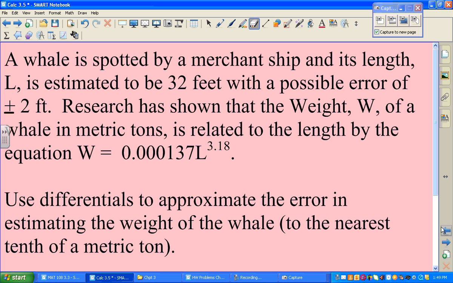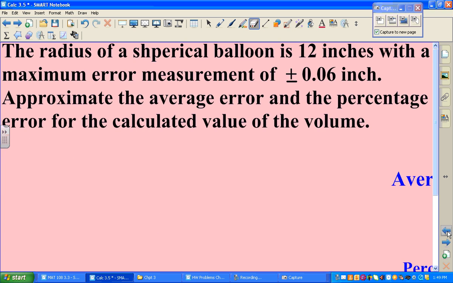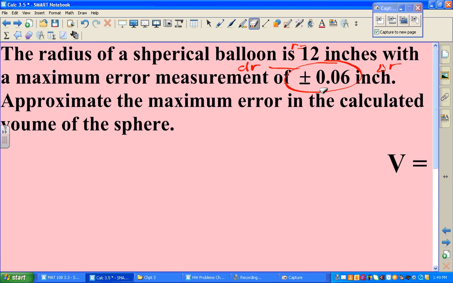I thought we did that one yesterday. We did that one already. Didn't we do that one? No, we fixed it. We put the 12 in, divide plus or minus 0.06. We did it this way. What's the volume of a sphere?